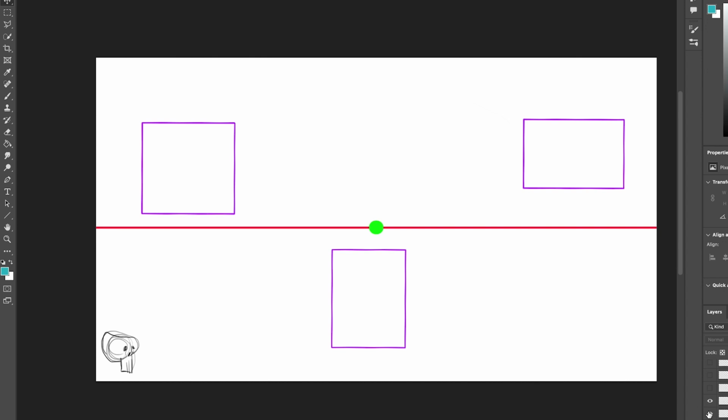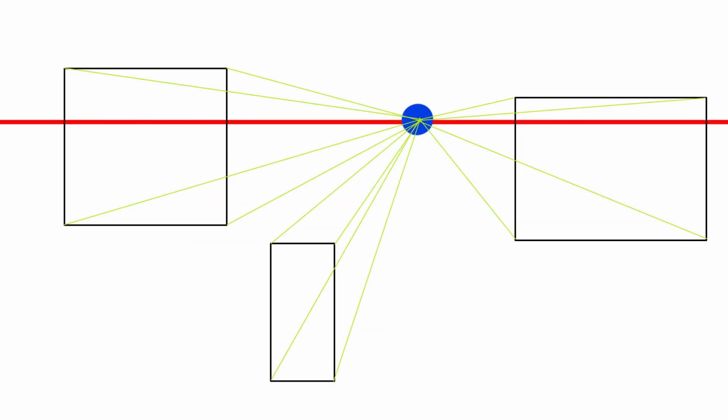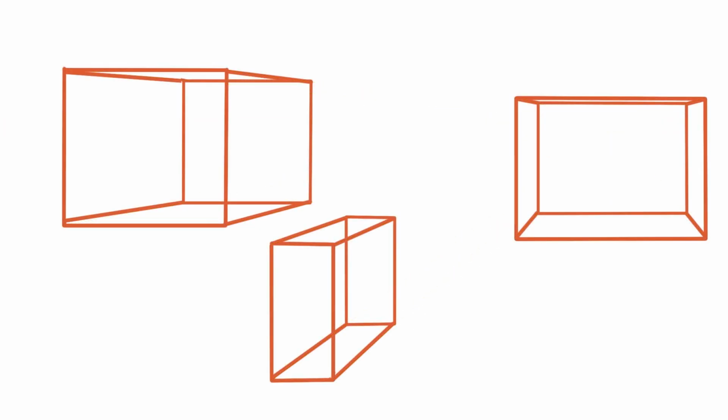So what if the vanishing point changes? What happens then? All that's going to happen is the line of convergence is going to change and shift angles, so we're going to get different looking objects and shapes because our perspective changed.